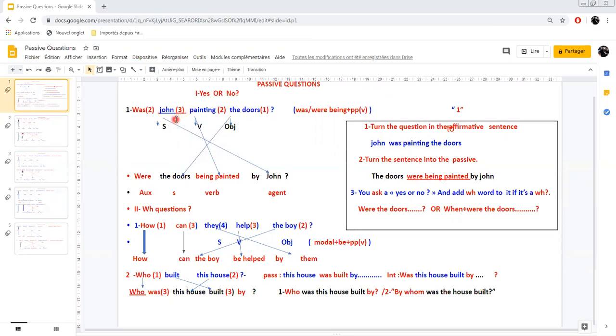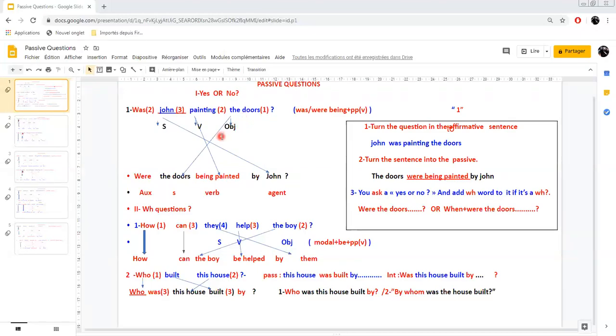Now, in our question here, we've got John as the subject, V, painting, is the verb, and the doors here is the object, of course. I just put V here for you as painting to make things clear. The whole verb here is "was painting", and since we are asking a question and it is a compound tense, we start with the auxiliary. Then John, the subject, V, the verb, painting, and you've got the object here.